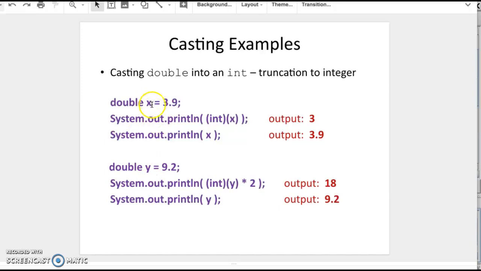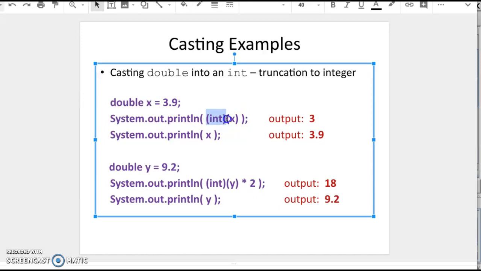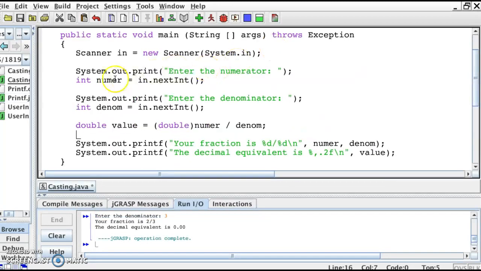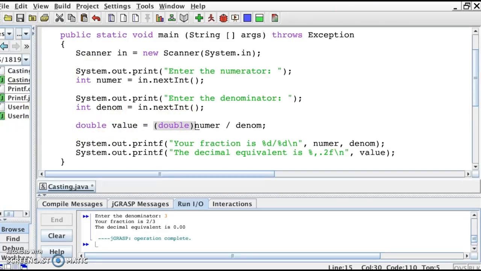Here we have a double x, which is 3.9. If we were to print, here we're casting this double as an int. In my example, I cast an int as a double. Notice where the parentheses are, but this is not declaring a variable, right? It's not the same as this, so sometimes the syntax is a little confusing.